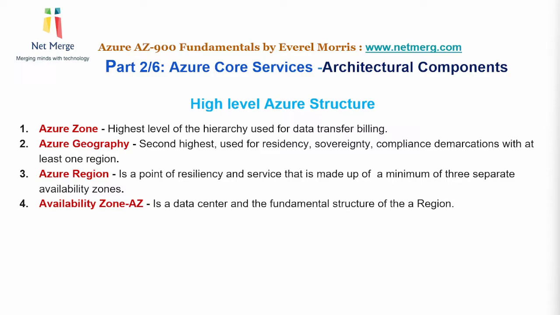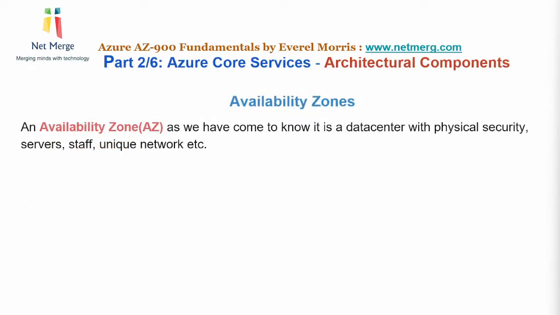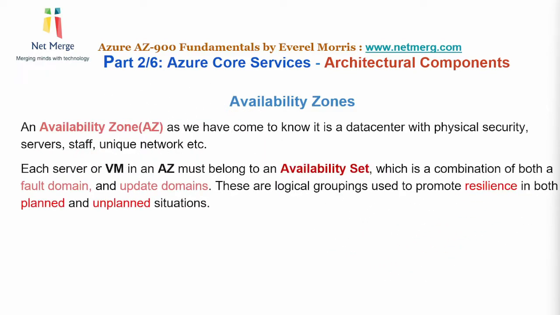So now that you understand what an availability zone is, what a region is, what a geography is, and what an Azure Zone is, I'm going to start talking about an availability zone to give you a little more understanding. Now, an availability zone, as we have come to know it, is a data center with physical security, physical servers, staff, networking, etc. So it's a physical building.